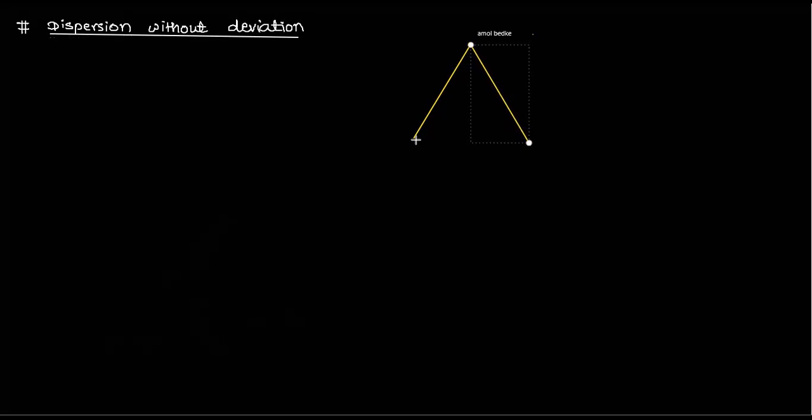Dispersion without deviation. So what is this? Let's see. First, I am drawing a prism. And this one is another prism which we have placed inverted like this, so that we will get no deviation.